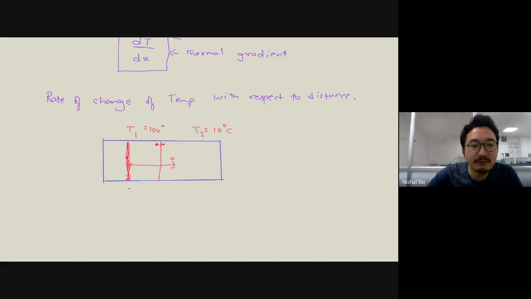Let's give it a number or position, x1 or x2. Say x1 is 1 centimeter. This part of the rod is at 100 degrees Celsius and this part of the rod is at 10 degrees Celsius. Clear? Now x2 is, let's say, 2 centimeters. So the distance between them is what? 1 centimeter. Is that point clear?